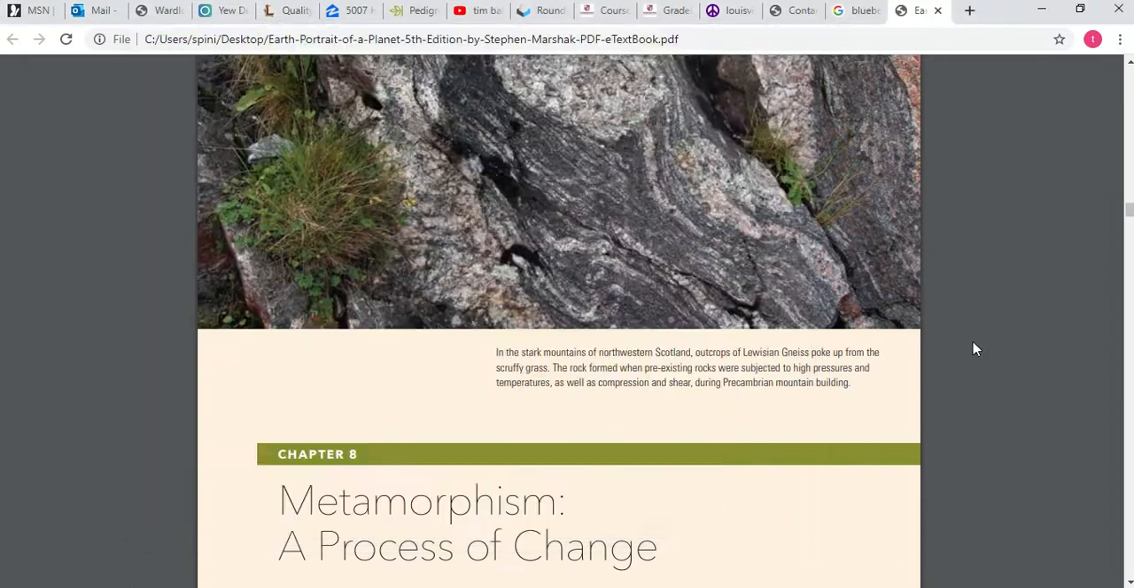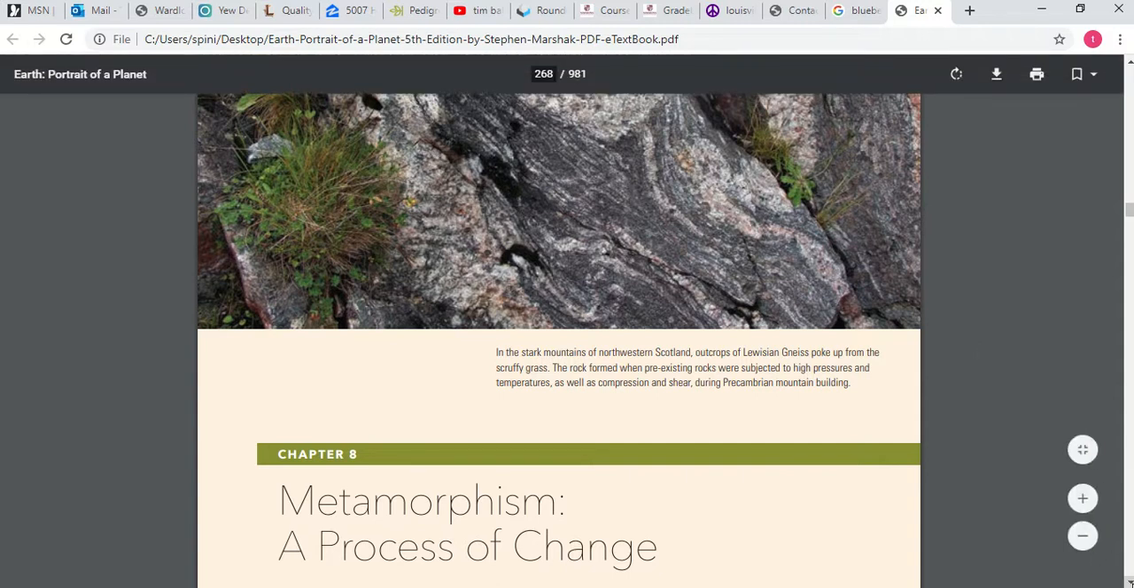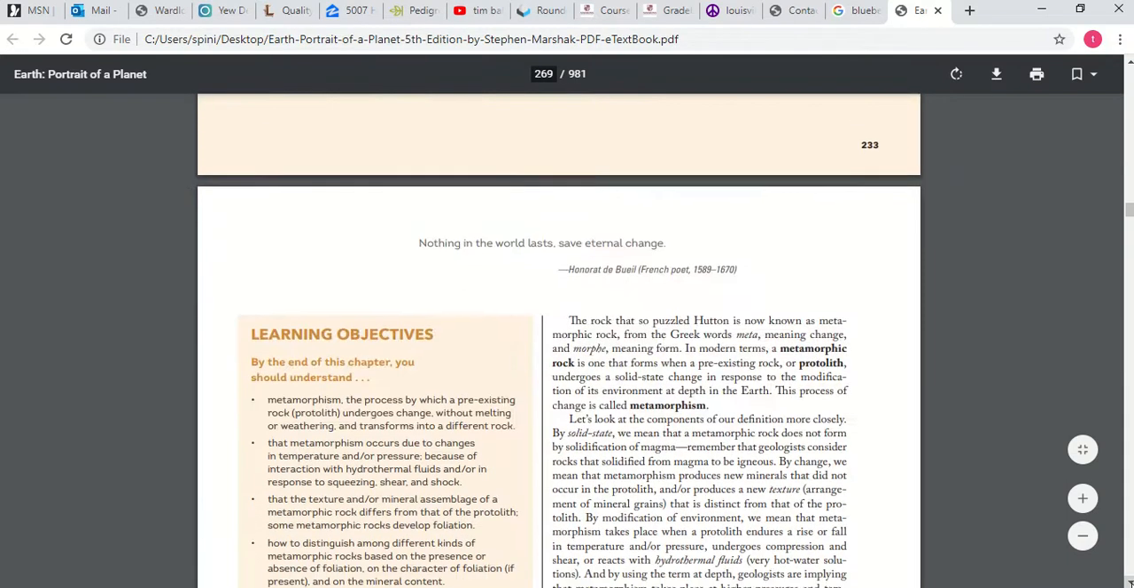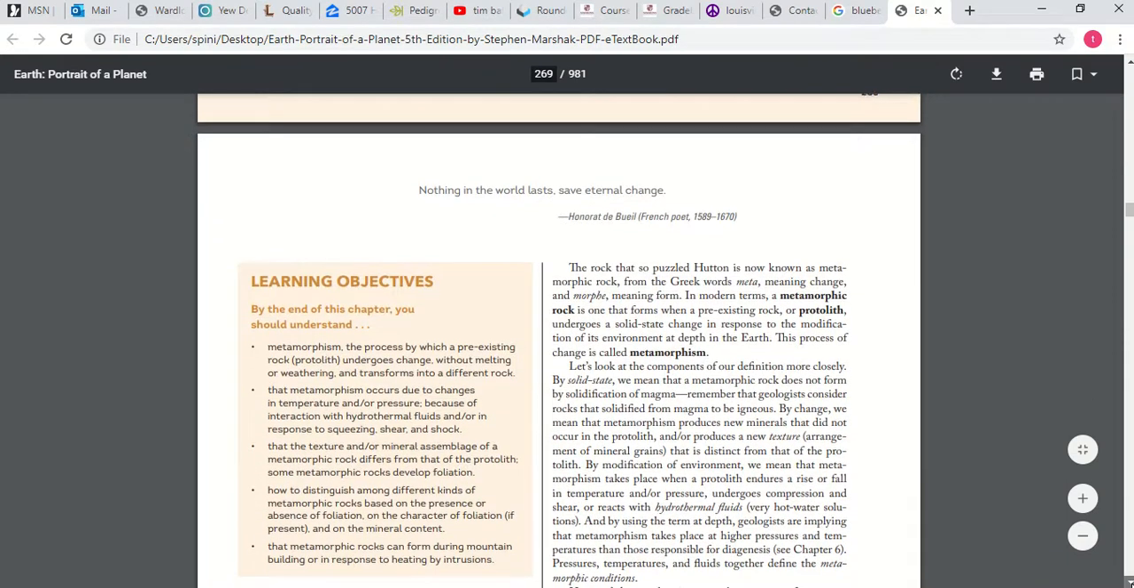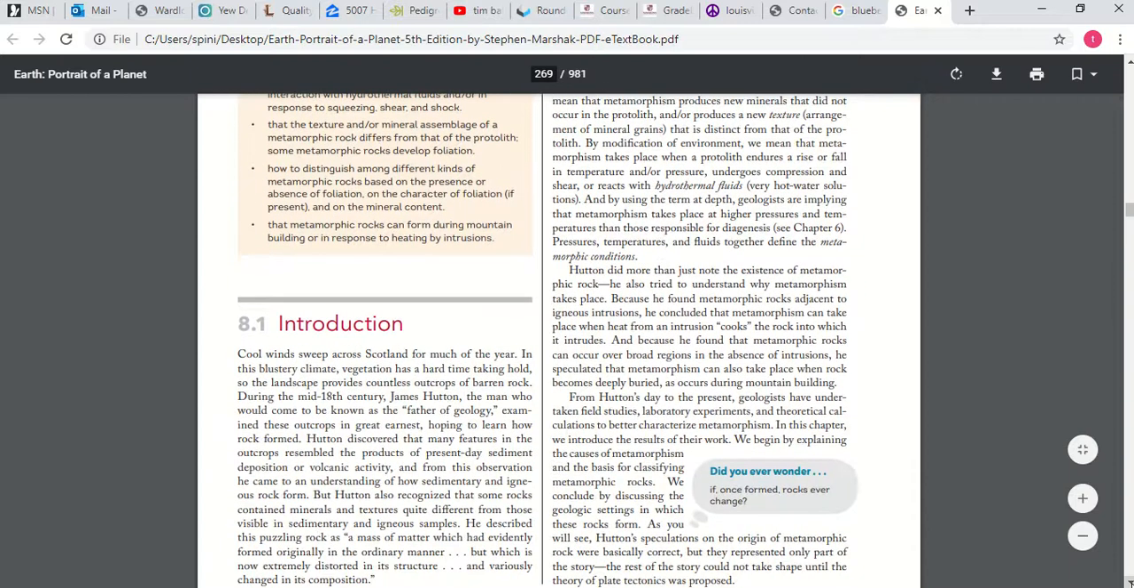This is chapter 8. And again, this will be the last of our three different types of rocks. Now, the basics of metamorphism: your book talks about the word itself here. Meta means essentially to change, and morph is shape.